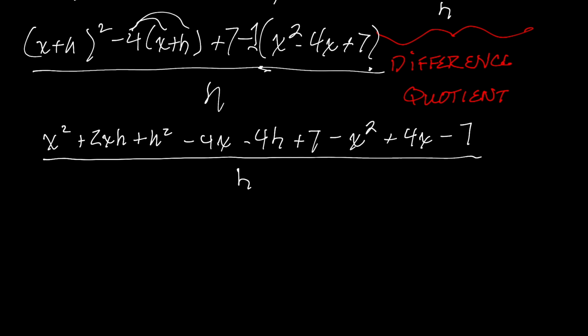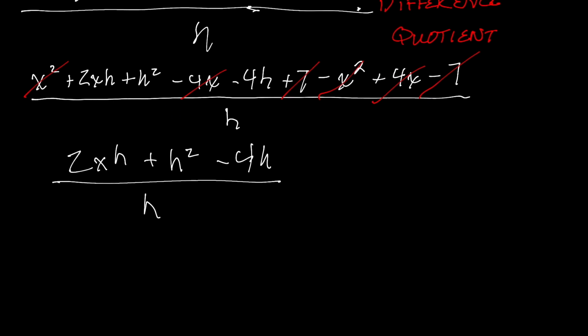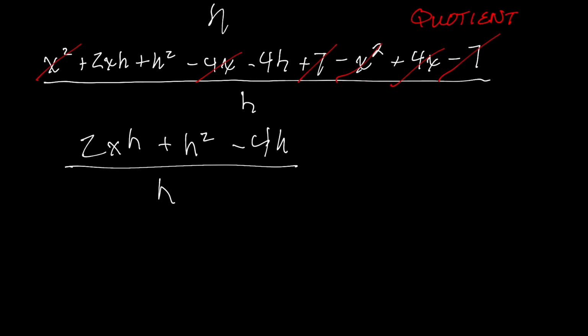A couple of nice things will always happen when you do these difference quotient problems. One of those is your x squareds cancel, your x's cancel, and your constants cancel. They add off with each other, that is. So we end up with 2xh plus h squared minus 4h all over h. And if we factor an h out of the top, I'll do this step by step instead of just writing the next thing.